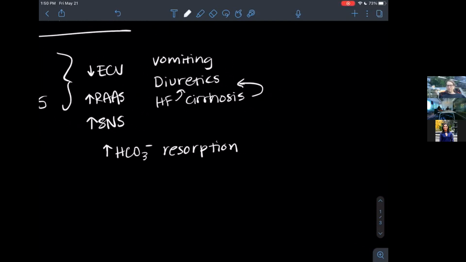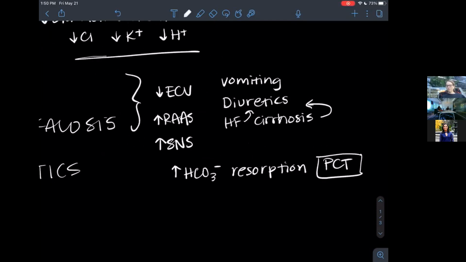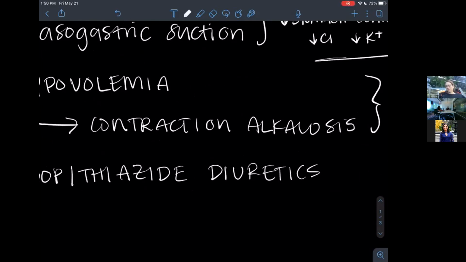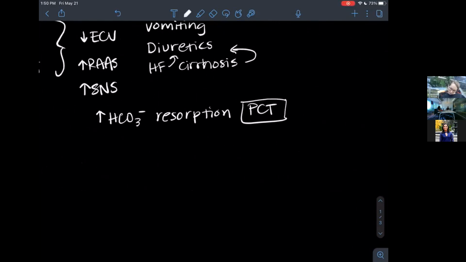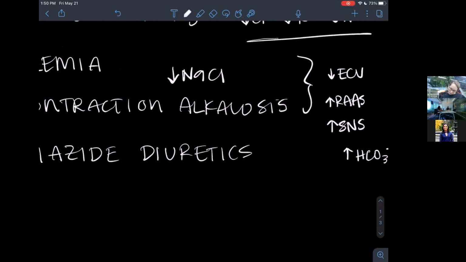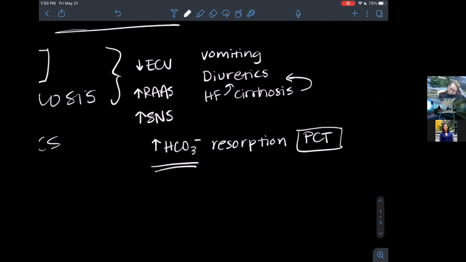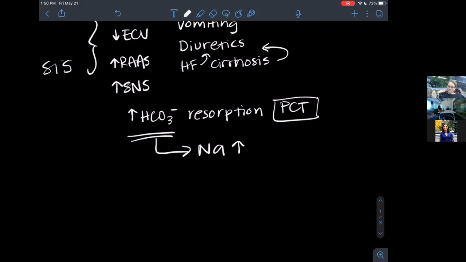Bicarb is again resorbed in the proximal convoluted tubule. Why are we saying this? With hypovolemia or contraction alkalosis, you're losing salts, and your body doesn't like that. You want to regain the sodium and chloride that you're losing. So when you are reabsorbing bicarb, sodium comes with that. If you don't remember why, go back and look at it.